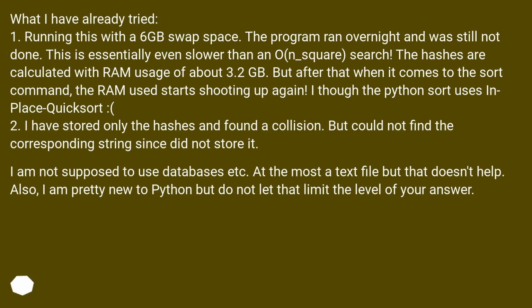What I have already tried: 1. Running this with a 6 GB swap space. The program ran overnight and was still not done. This is essentially even slower than an O(n squared) search. The hashes are calculated with RAM usage of about 3.2 GB, but after that, when it comes to the sort command, the RAM use starts shooting up again. Either the Python sort uses in-place quicksort, or not. Frown.